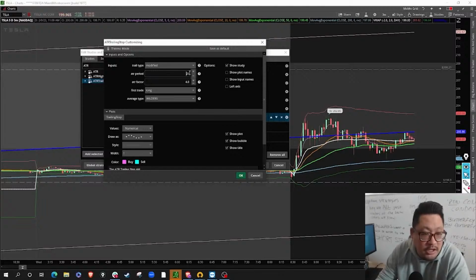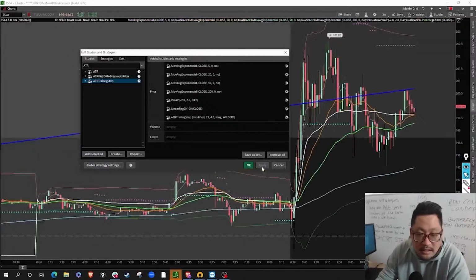So what I am changing is the ATR period to 21, make the factor 4.0, leave it as modified, leave it as long, leave it as Wilders. Now you can make these a little bit thicker, but there's no need. Again, keep the colors the same, and then let's hit apply.